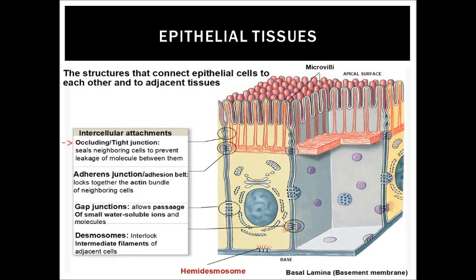For occluding or tight junction, it seals neighboring cells to prevent molecule leakage. For adherens junction, which can also be called the adhesion belt, it locks the actin bundle, I repeat, actin, of neighboring cells. For gap junction, it allows small molecules to pass between neighboring cells. For desmosome, it locks the intermediate filaments of neighboring cells. Another family under desmosome is called hemidesmosome. For hemidesmosome, it locks the intermediate filaments of a cell to the basal lamina or basement membrane.